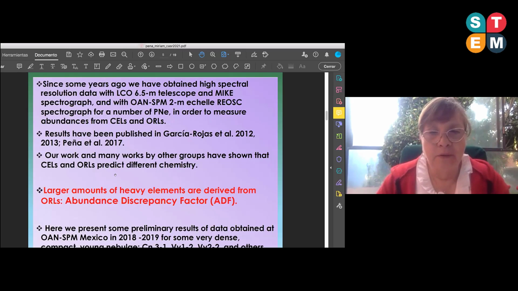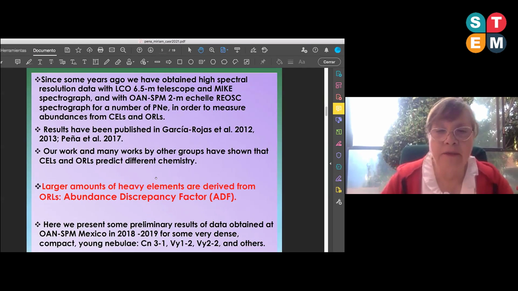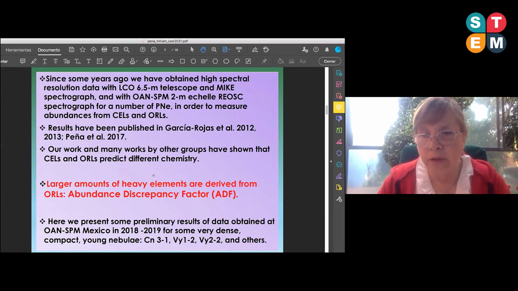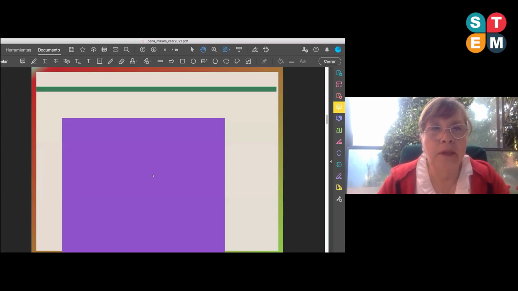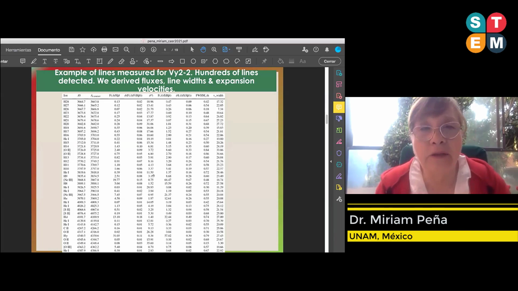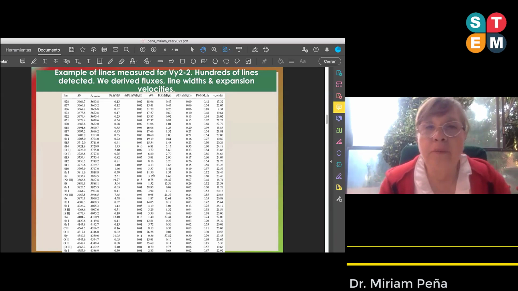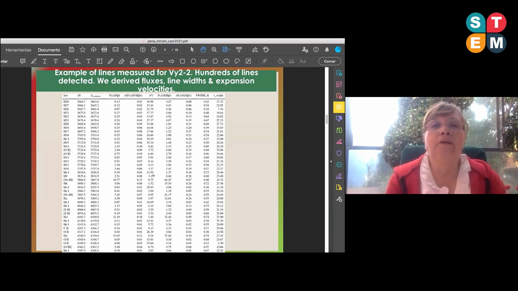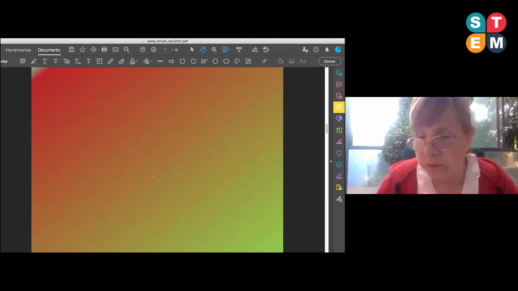Here, we present some preliminary results of data obtained in Mexico in 2018, 2019, for some very dense and compact young nebulae, CN 3-1, BV 2-2, and others. I'm sorry to present this terrible table, but it's just an example of the lines we measure for BV 2-2. Hundreds of lines are detected, and we derived fluxes, line widths, expansion velocities, all the possible things.